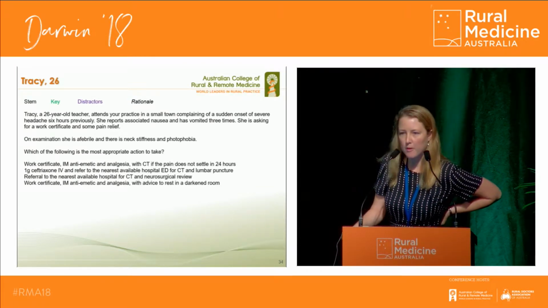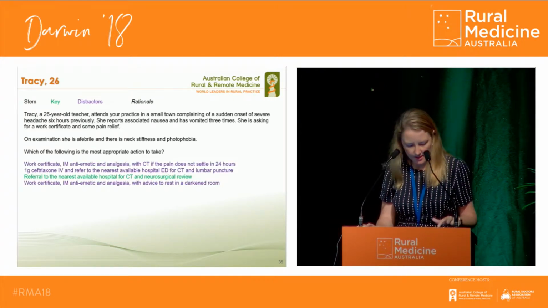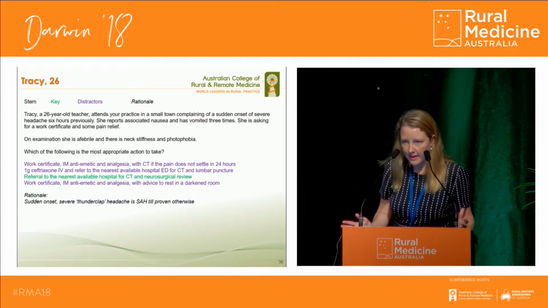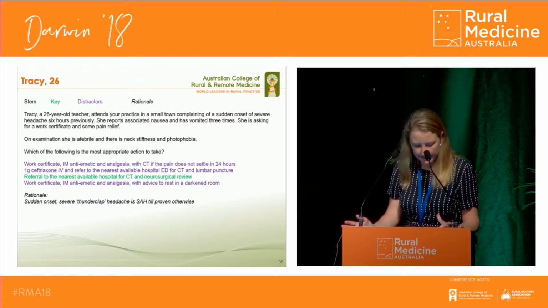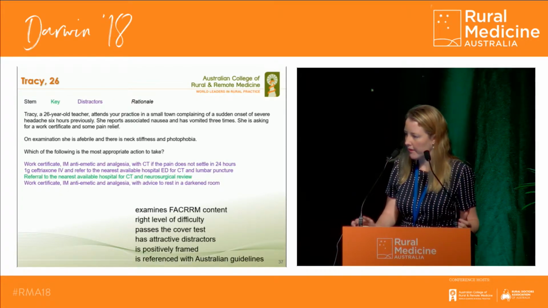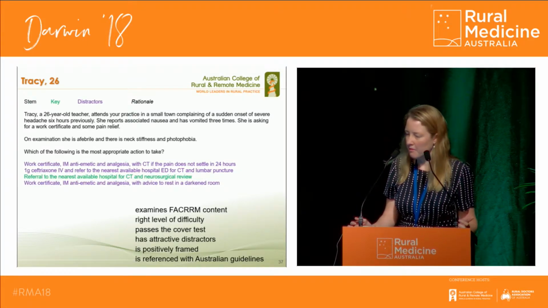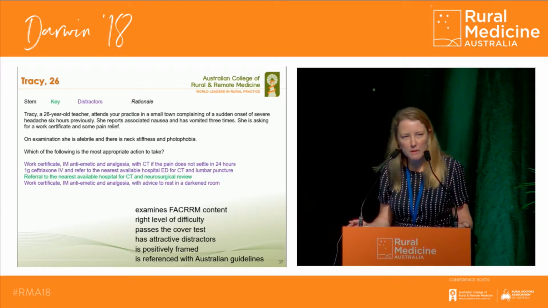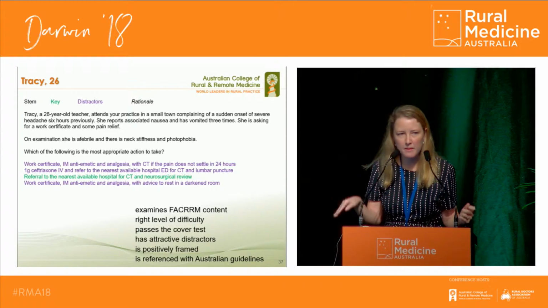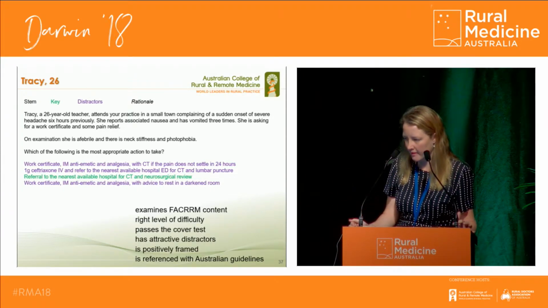Referral to the nearest available hospital for CT and neurosurgical review? Yes. This is an SAH until proven otherwise, really, isn't it? So, this question, does it examine FACRM content? Yep, it does. Is it the right level of difficulty? It's probably a little bit easier than the last question, I'd say. Not quite the right level of difficulty. Could be a little bit harder, I think.